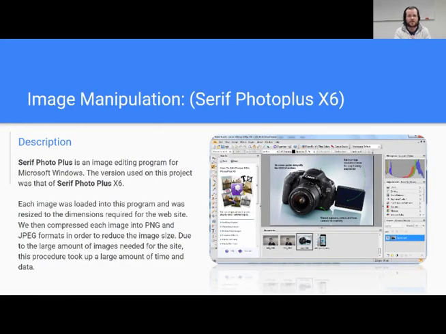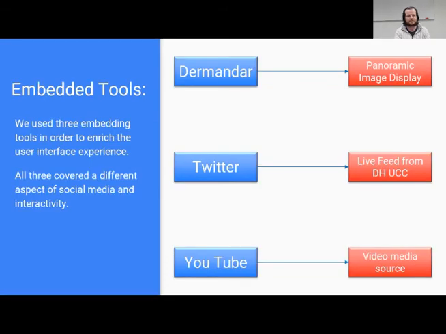Image manipulation. To compress these files, we used Serif PhotoPlus 6. It's an old model, but a very effective model. We were able to compress and get the exact dimensions that were necessary for the images to be put into the website.